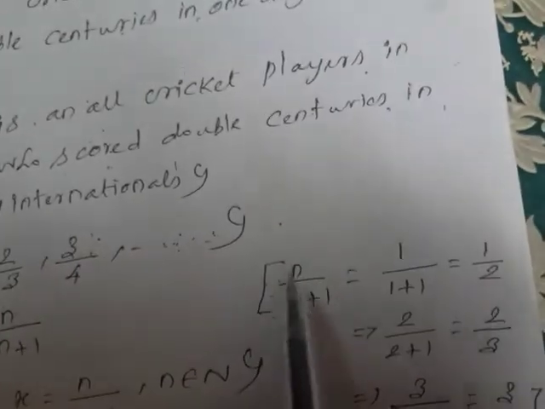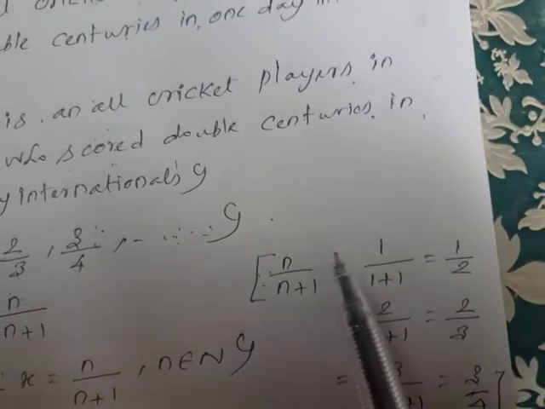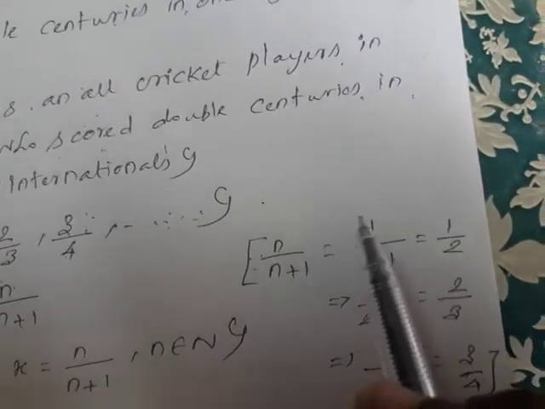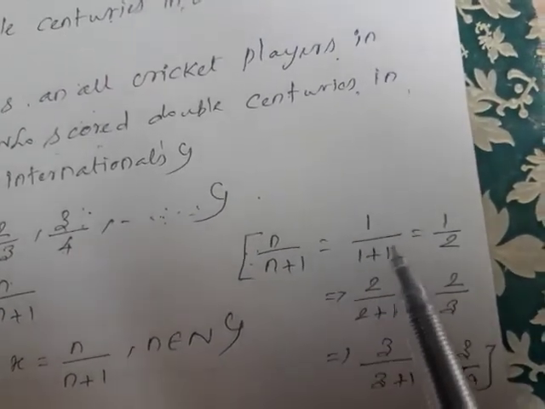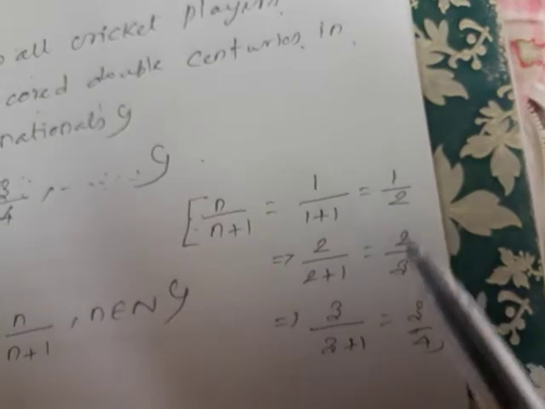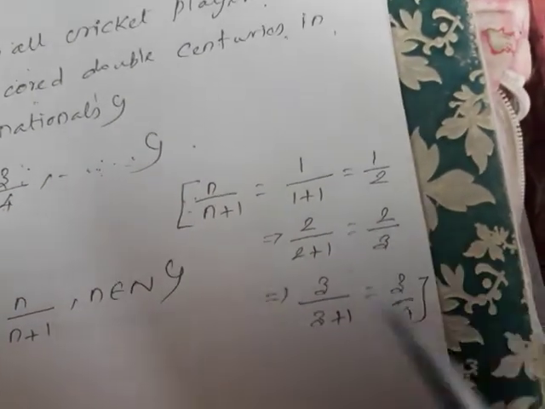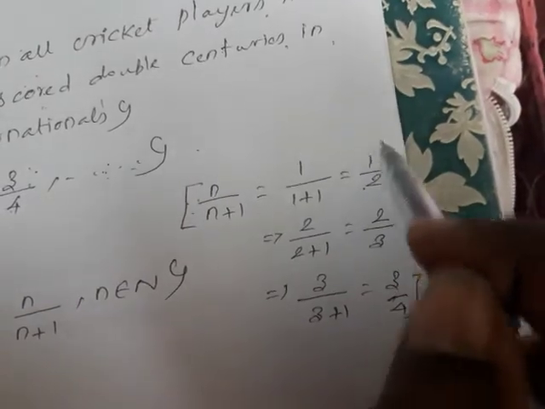What's the n by n plus 1. N by n plus 1. So next here we have to substitute the 1. 1 by 1 plus 1, 1 by 2. So the answer came. The next one, 2 by 2 plus 1, 2 by 3. So 3 by 3 plus 1, 3 by 4. So this answer came. Which format is that? This answer will come n by n plus 1.